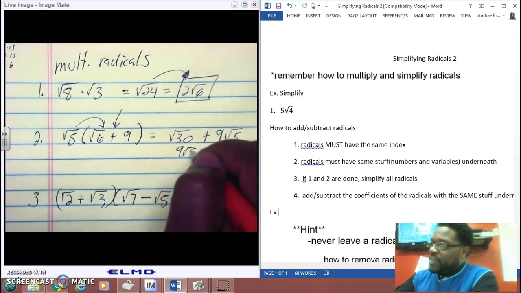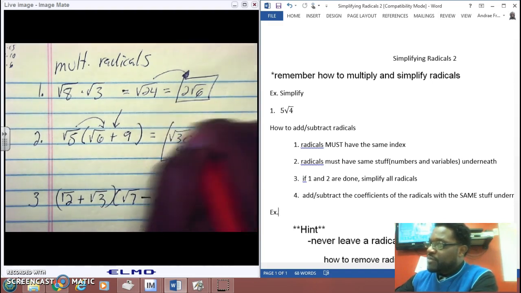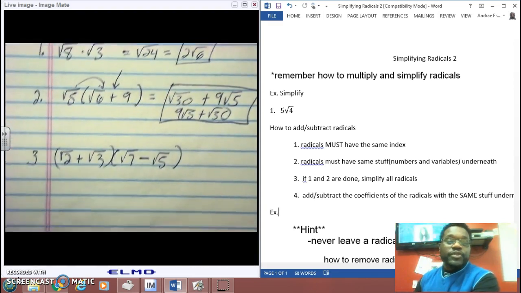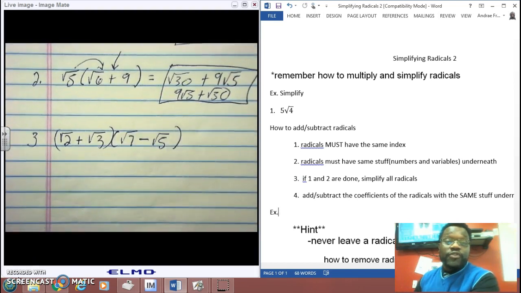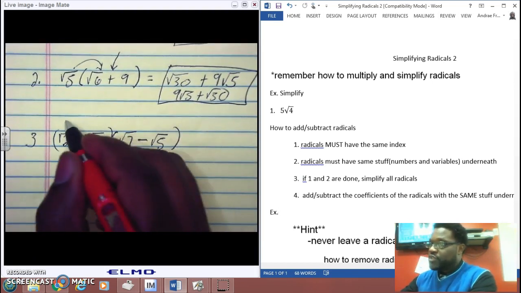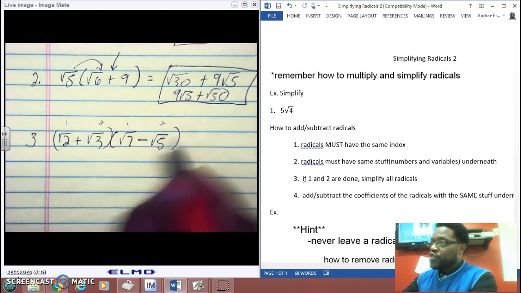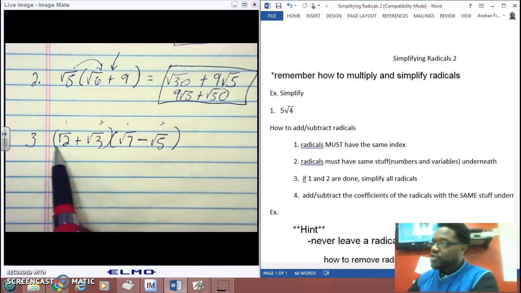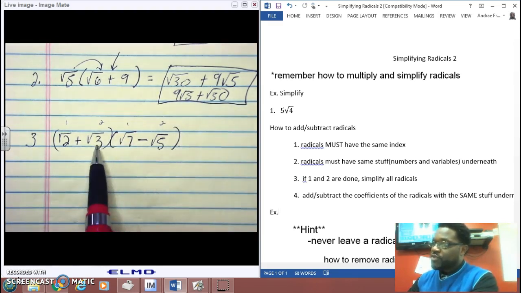I can't remember if they make you switch it around like this. I don't know. Either way, those are cool. But if you look at number 3, notice that number 3 is a FOIL. How do I know FOIL? I got 2 terms and 2 parentheses. So that means square root of 2 times both of those, distributive property. Square root of 3 times both of those.